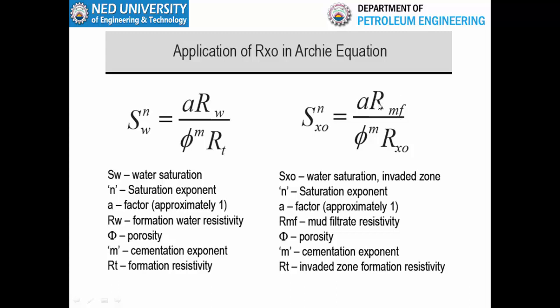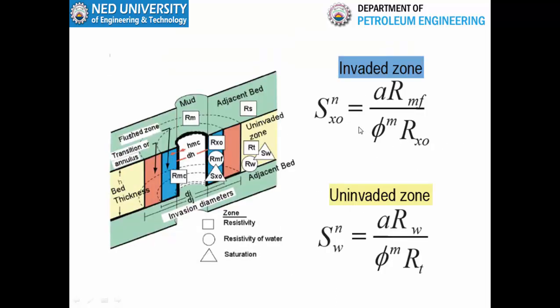In the invaded zone, which is the flush zone, you have the mud filtrate. So Rw is replaced by Rmf, and the flush zone resistivity is Rxo. So the same equation with different symbols has been used for the flush zone. So basically this is again the summary. For the flush zone, the Rxo equation becomes this, and for the uninvaded zone, the Rt equation is this.